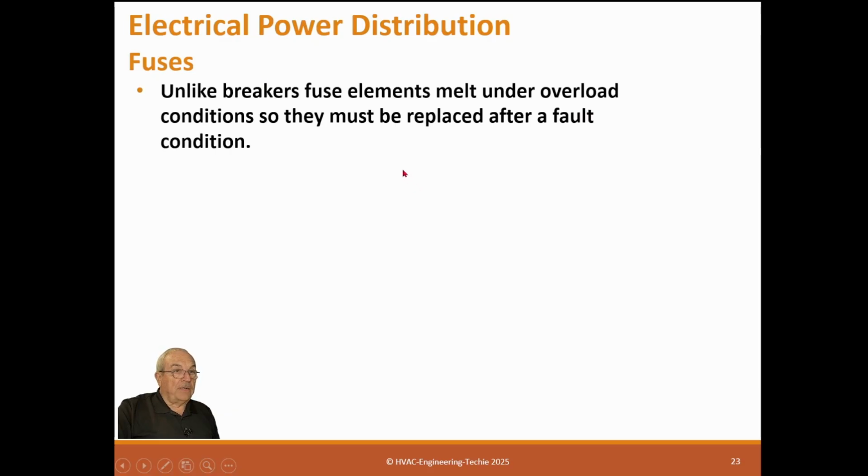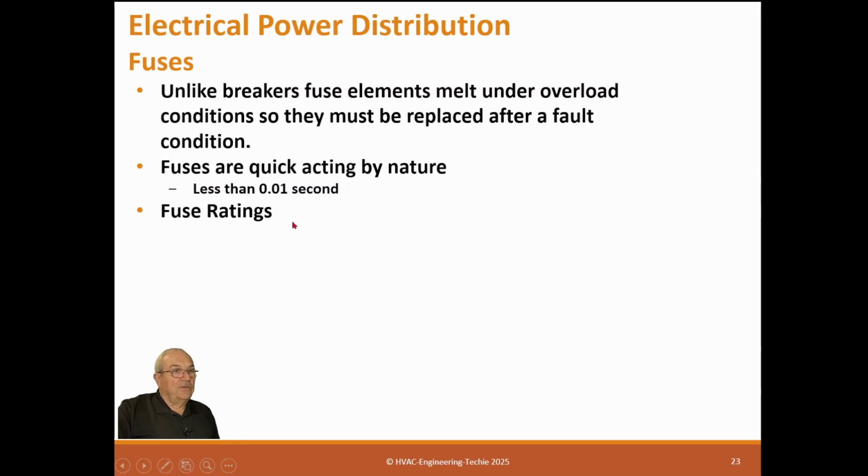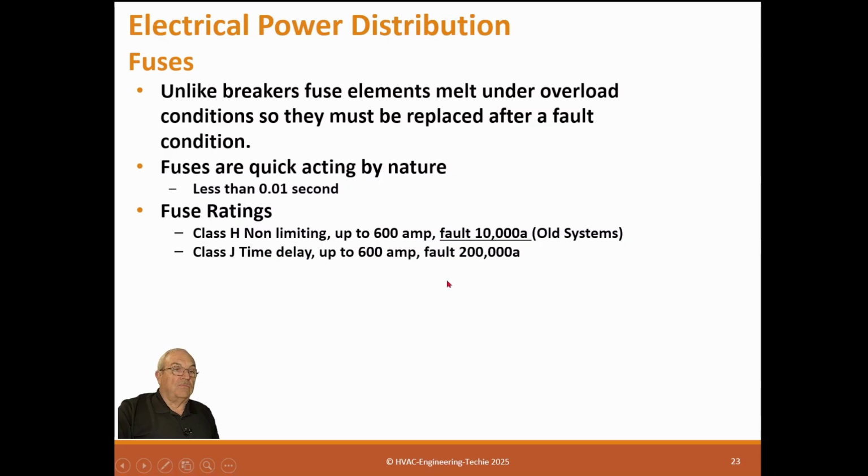Fuses. Unlike breakers, fuse elements melt under overload conditions, so they must be replaced after a fault condition. Fuses are quick acting by nature, less than 0.01 second. Very fast. Fuse ratings. Class H is non-limiting up to 600 amp, fault at 10,000 amp. This is the older rating.